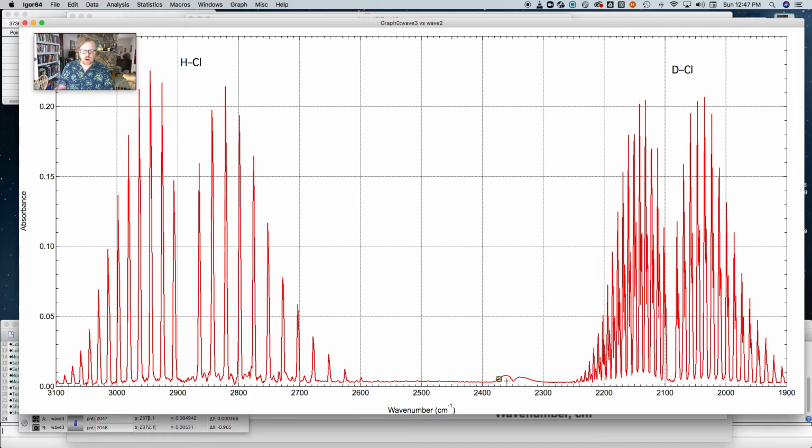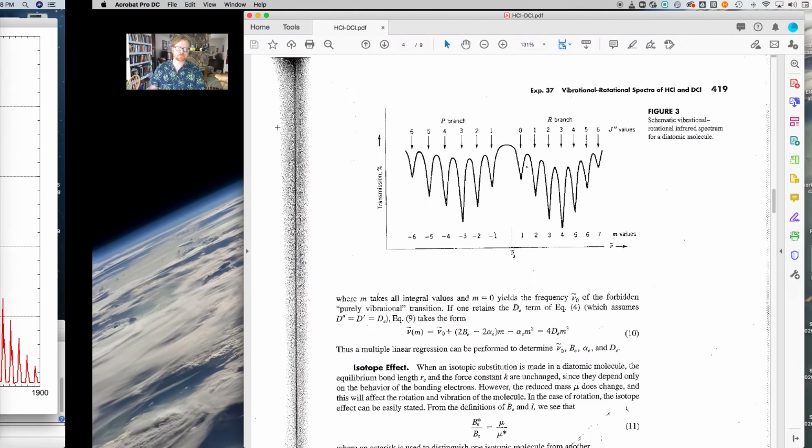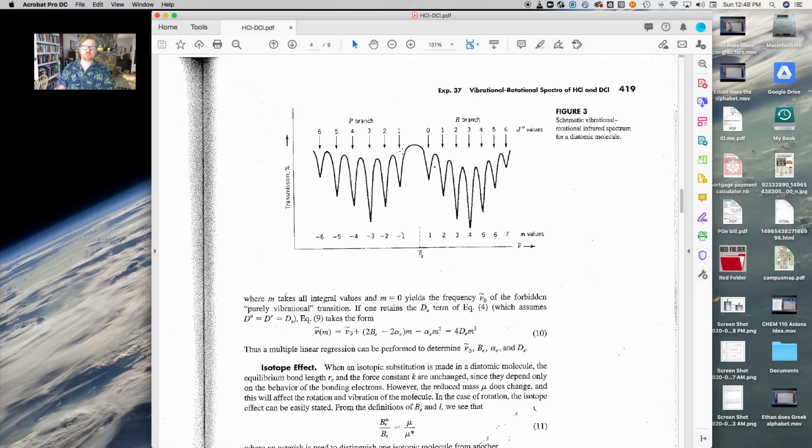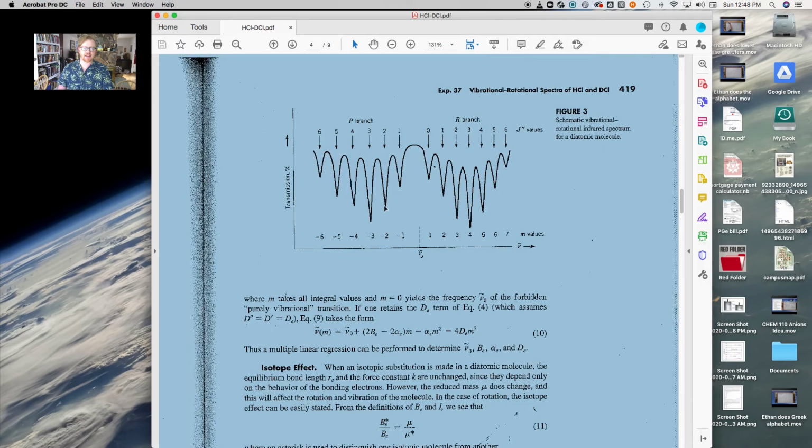So you're going to first start by taking this cursor. For example, if I put a cursor there and I put a cursor there, let's think about this for a second. Here, these are the lower energy values. So these are the first two P branch values that I've highlighted. My first two P branch values would be -1 and -2.